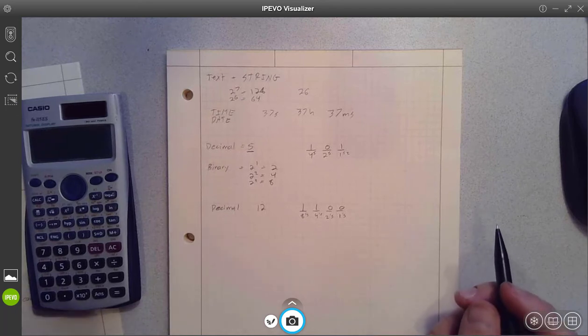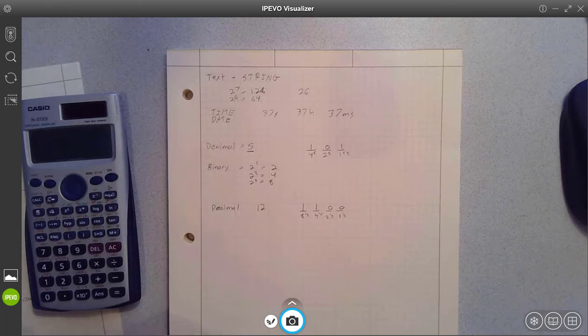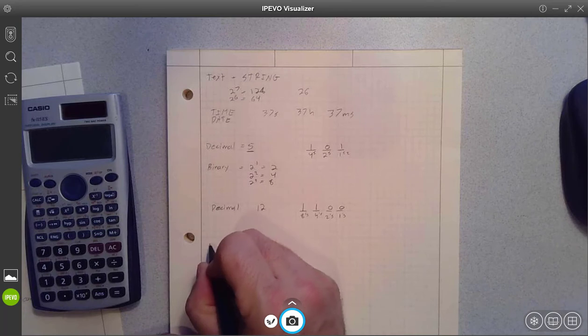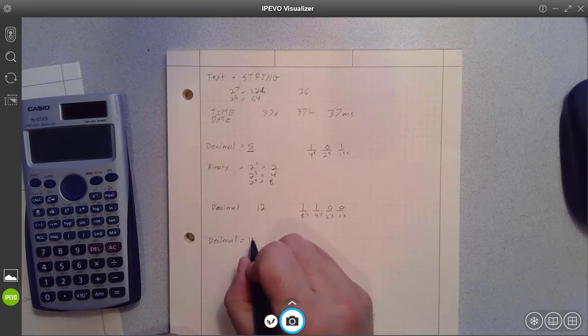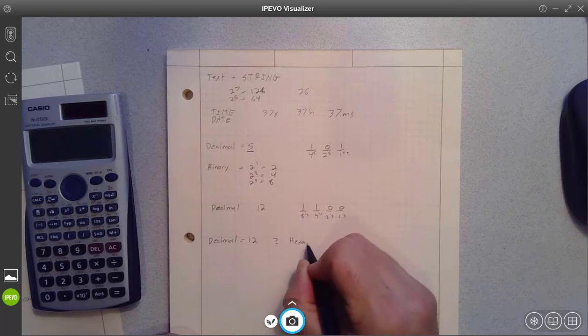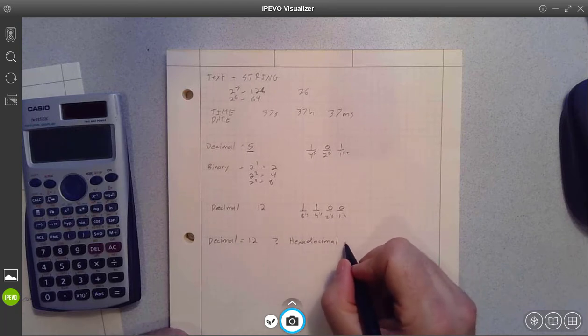Okay, let's try a different system, not as common, but still a good practice to think through how it would work. What about we take the decimal 12 and we want to represent it in hexadecimal. So decimal equals 12, and we want to know what is that in hexadecimal. And if you remember, I said hexadecimal is base 16.